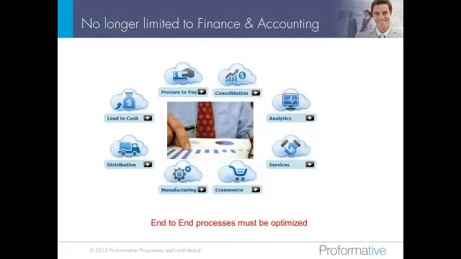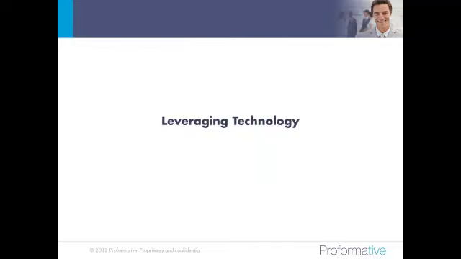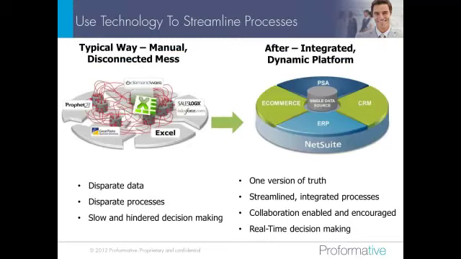So the problem is not only for finance and accounting, it's across the organization, whether it's a procure-to-pay process, whether it's consolidation, whether it's a lead-to-cash process. All these processes are maybe automated, but they're not optimized, and they don't work together with each other. That is a common problem. Like I mentioned, we are leveraging technology. A typical way is that you apply a technology to solve one particular problem, and when you do that, you have multiple systems, you have data all over the place, and then you can't make decisions because you don't have real-time visibility to the data.